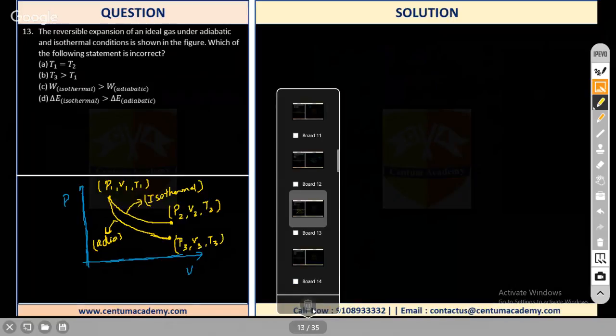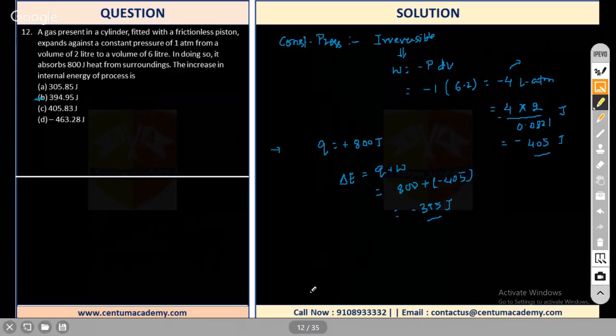Okay, so in the previous question, how 8 by this is 395? You're not getting 395. It's not 8, it's 4, I think. Let me check once. Just a second. Question number 12, right?